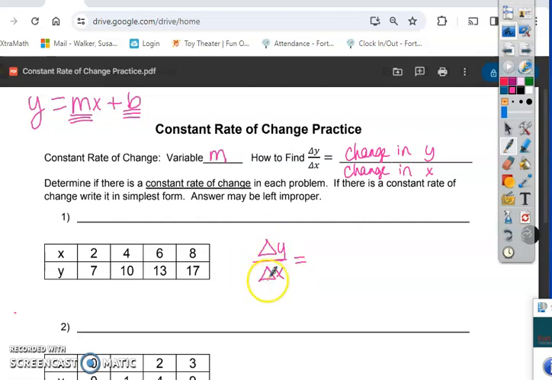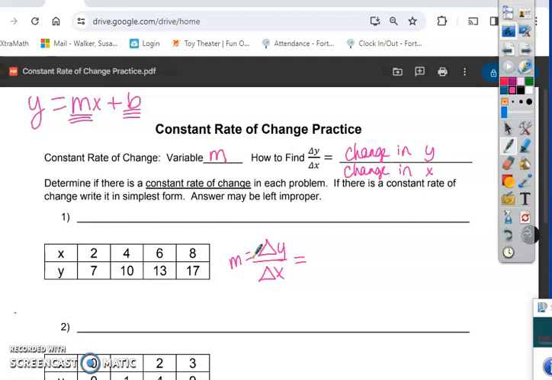So delta y over delta x, remember this is m. I will let you know, sometimes it will be k. If we have a proportional situation, which means it also has to go through 0, 0, then it would be k. But right now, again, we're focused on m.